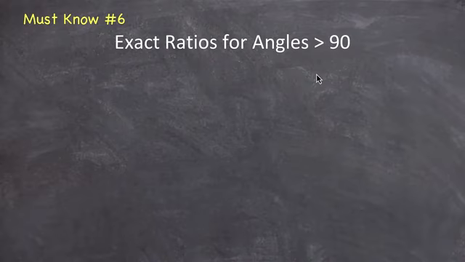Must know number 6. You need to be able to find the exact value of ratios for angles that are bigger than 90 degrees. To do that, you're going to need to remember your special triangles and the unit circle. Let me draw those quickly as a reminder.